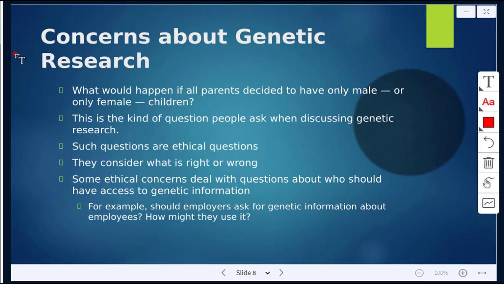Concerns about genetic research. These are just some examples. For example, what would happen if all parents decided they only want to have male or female children? This is the kind of question people ask when discussing genetic research. It's ethical questions. What is right and what is wrong? Some ethical concerns deal with questions about who should have access to genetic information. For example, should employers be able to ask for genetic information about employees, and how might they use it?